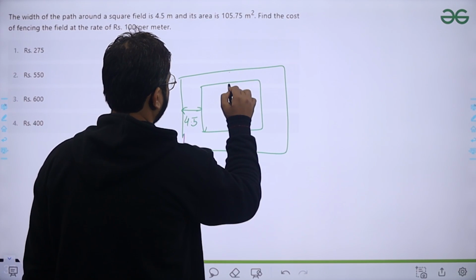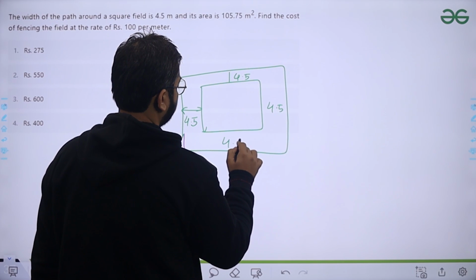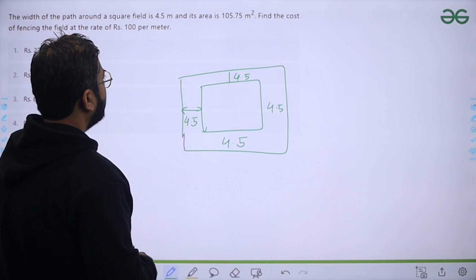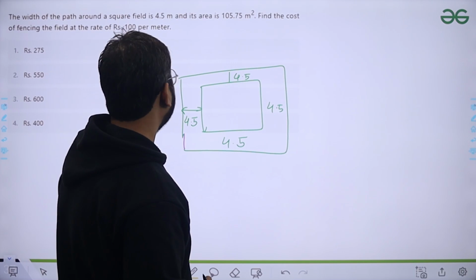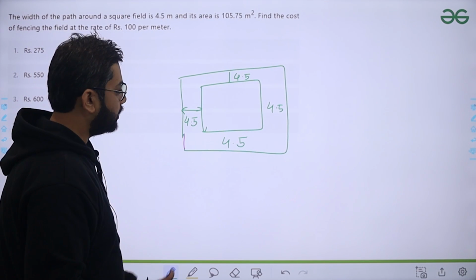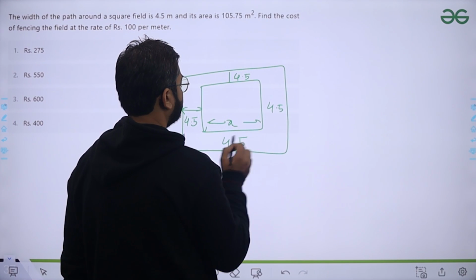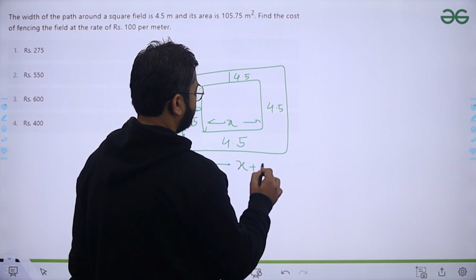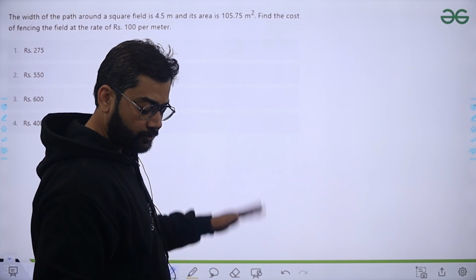The width of the path around the square field is 4.5, so this side is 4.5, this one is also 4.5, this one is also 4.5, and this one is also 4.5. And the area is given as 105.75. Find the cost of fencing the field at the rate of 100 rupees per meter. If you imagine this one is x, then the total length will be x plus 9. Now, maximum questions of this type are solved from this formula only.